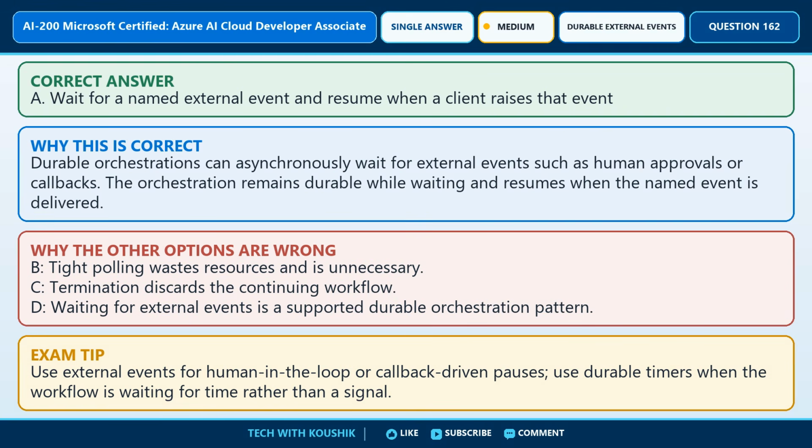Use this elimination rule in the exam. Use external events for human-in-the-loop or callback-driven pauses. Use durable timers when the workflow is waiting for time rather than a signal.